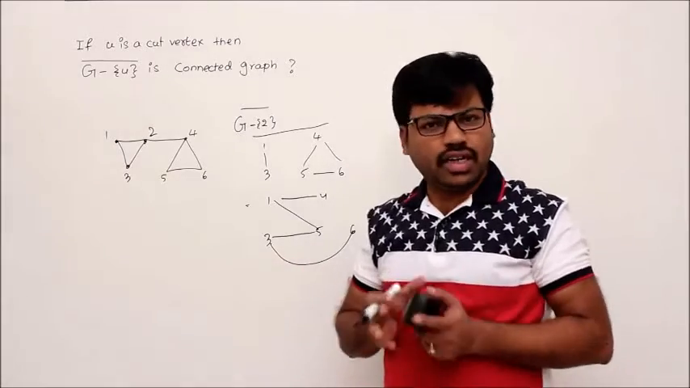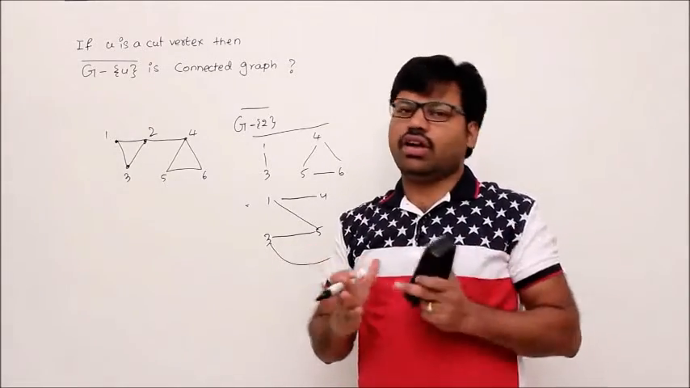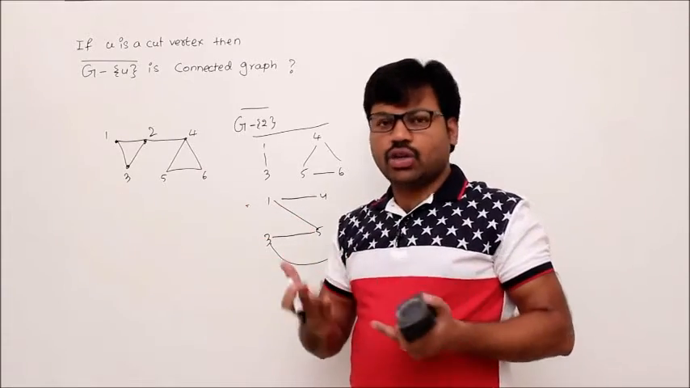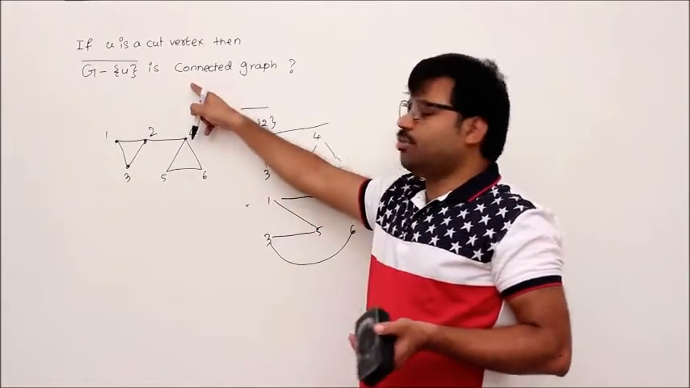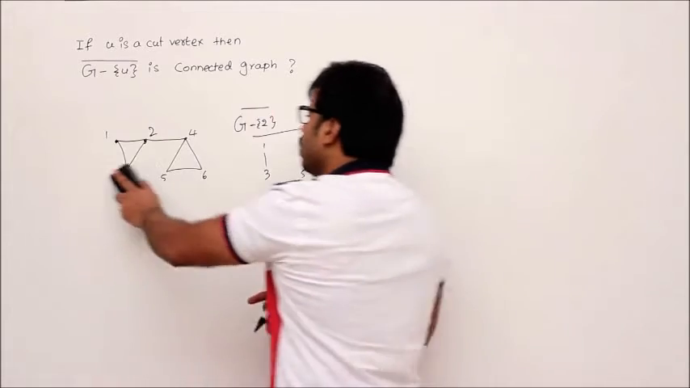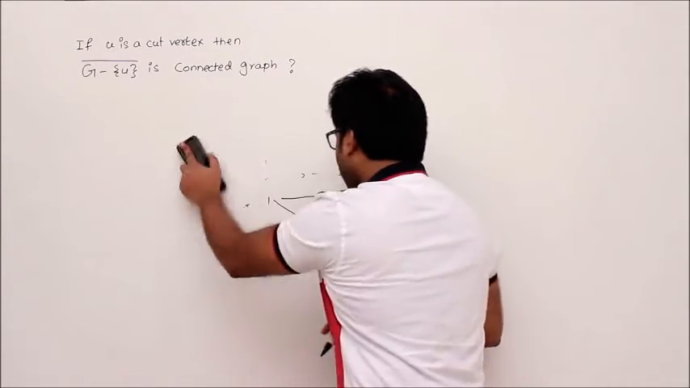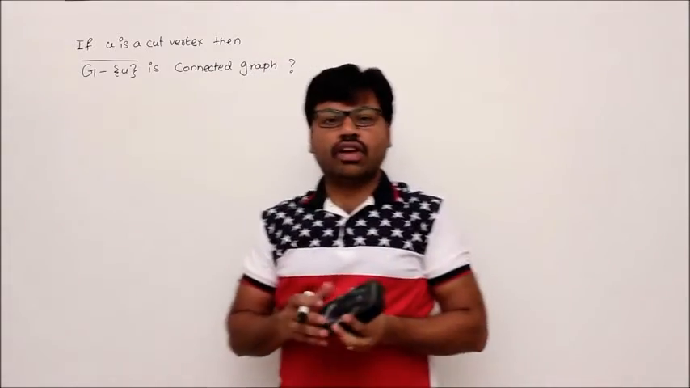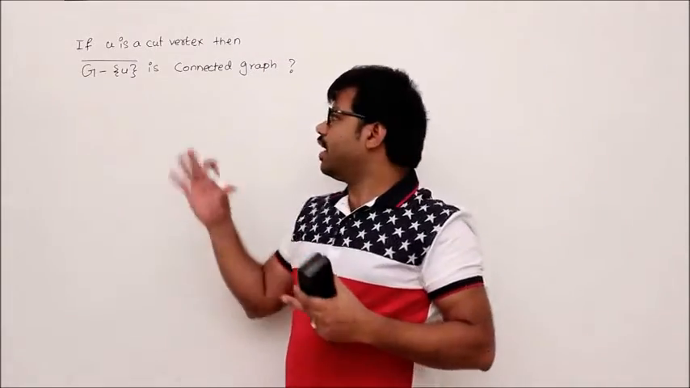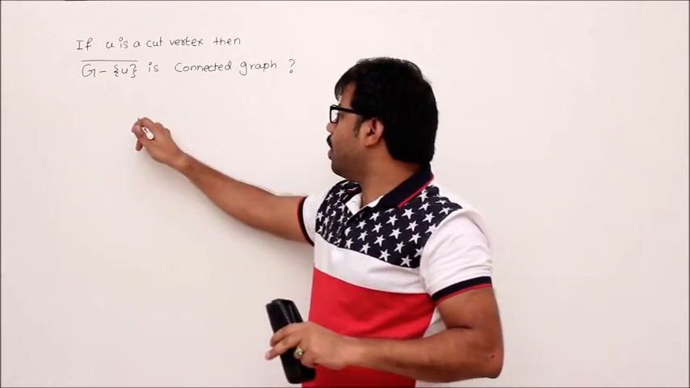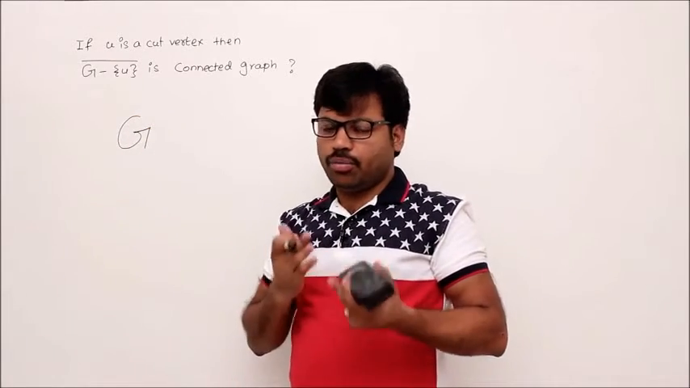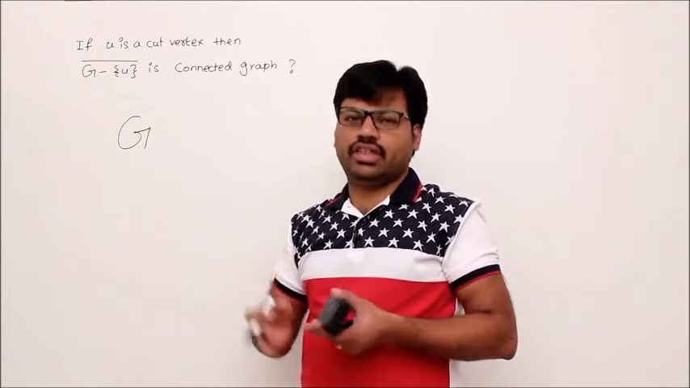G minus U whole bar is connected. But is it always true? I don't know, because I have taken only two examples. But two examples don't prove the statement. So what to do then? I try to cover all the cases by taking a random graph. Let me take a random graph G. I don't assume any structure, and if I prove anything for this graph, then it is true for everything.